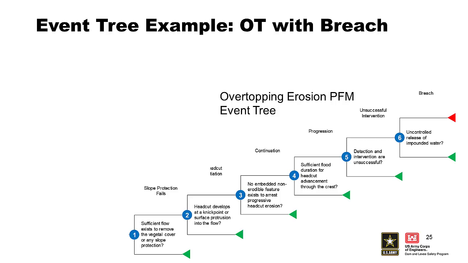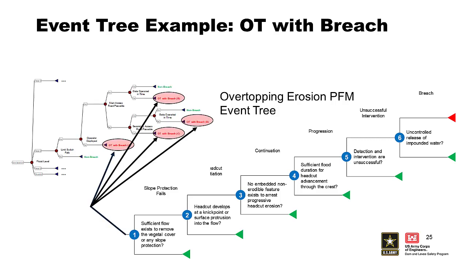So the event tree on the previous slide is not complete. It covered the operational related events that led to overtopping. But to complete the event tree, we must evaluate the embankment dam performance given that overtopping occurs. The generic overtopping event tree was discussed in Chapter D3, Overtopping Failure of Dams and Levees. So this event tree must be appended to each of the four end nodes labeled overtopping with breach.